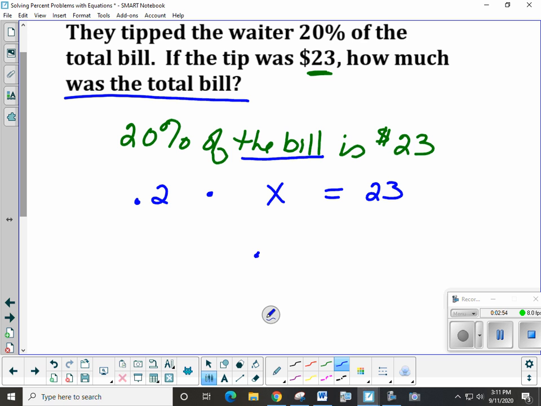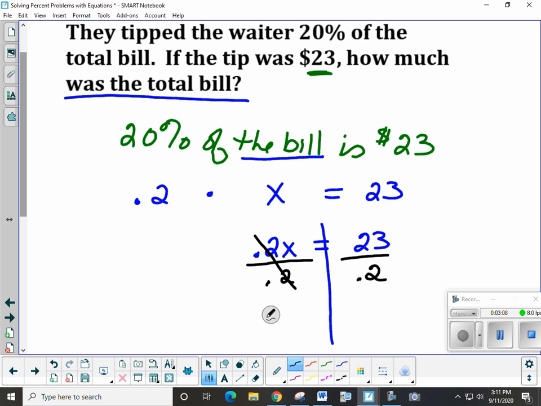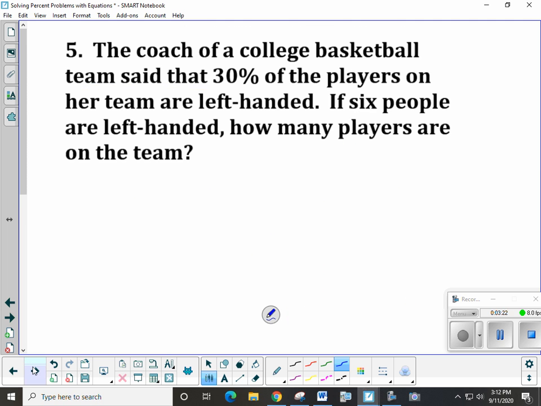So I'm going to clean this up. 0.2 times x is just 0.2x equals 23. And then we can use our equation strategies and do the opposite operation. Divide both sides by 0.2. And we get x is equal to 23 divided by 0.2 is $115. So the bill in the restaurant was $115. Let's go to the next problem.